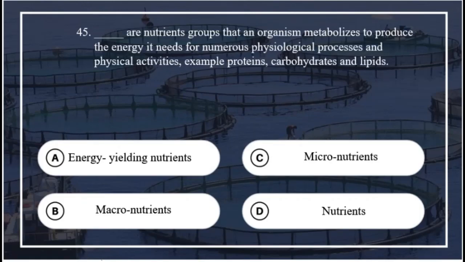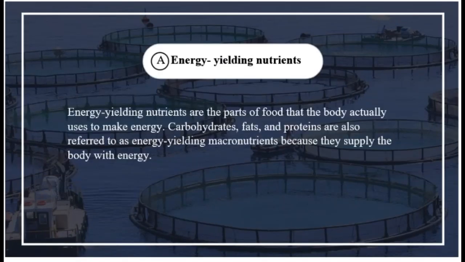45. Blank are nutrient groups that an organism metabolizes to produce the energy it needs for numerous physiological processes and physical activities, example proteins, carbohydrates, and lipids. A. Energy-yielding nutrients. B. Macronutrients. C. Micronutrients. D. Nutrients. Answer. A. Energy-yielding nutrients are the parts of food that the body actually uses to make energy. Carbohydrates, fats, and proteins are also referred to as energy-yielding macronutrients because they supply the body with energy.